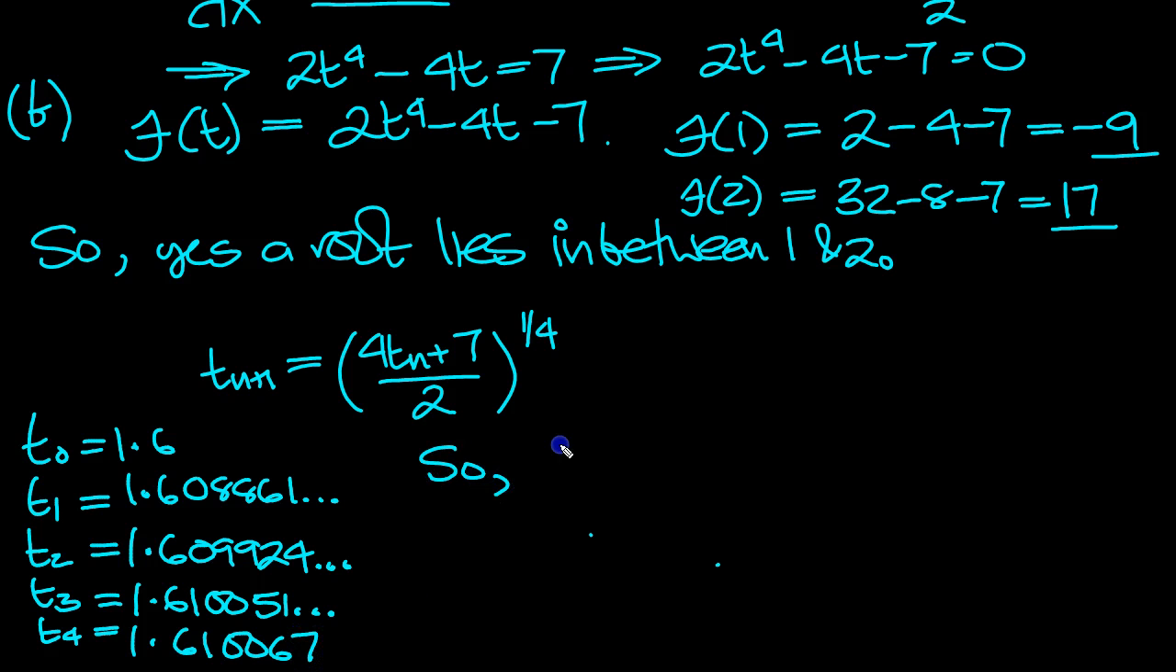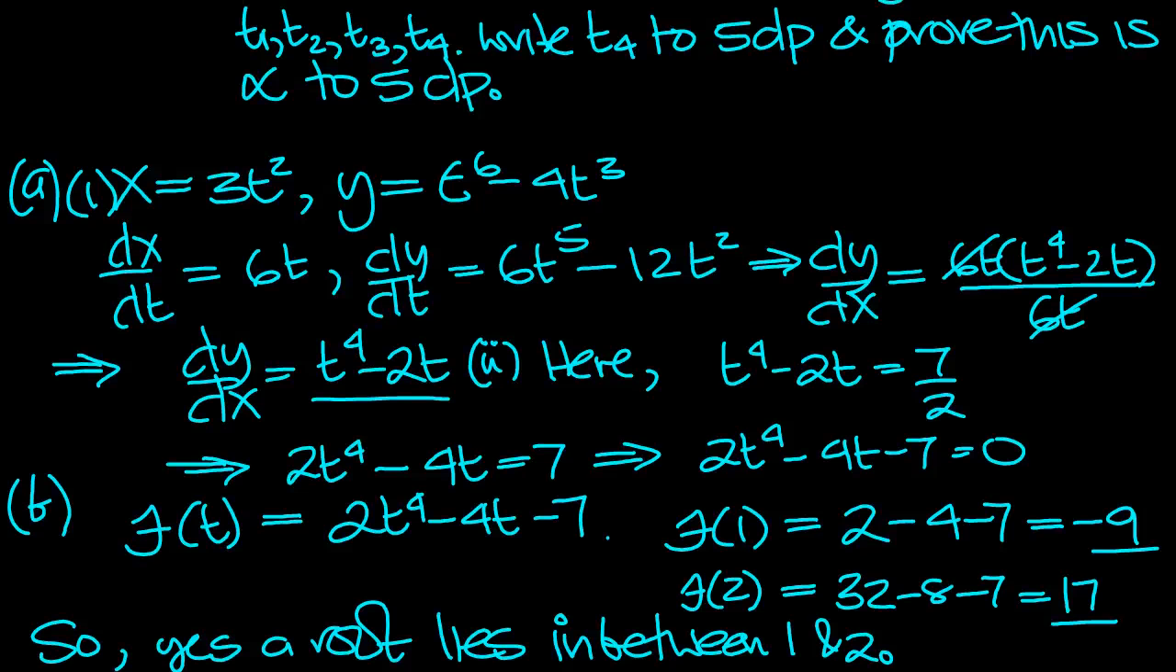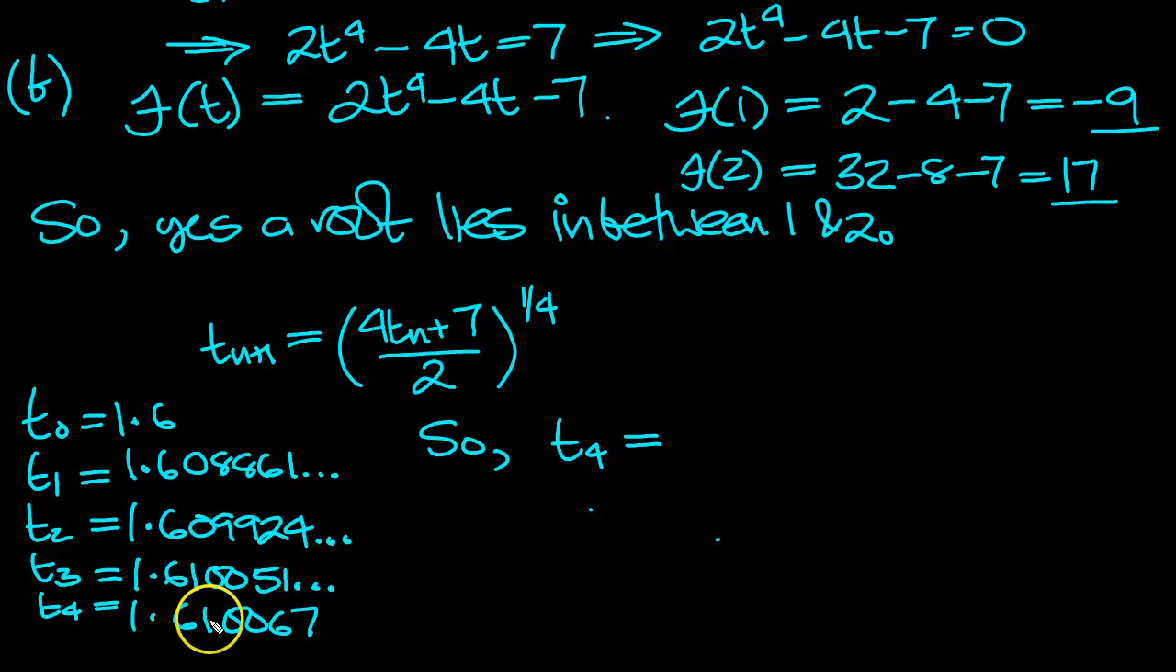So t4 then to 5 dp, which is what the question asked us for. Let's just double check that. It said 5 dp, yeah. Prove this is alpha to 5 dp. Okay, so it's 1.61, 1, 2, 3, 4, 5. So the 7 rounds to 6 up. 0 to a 7, and that's to 5 decimal places.